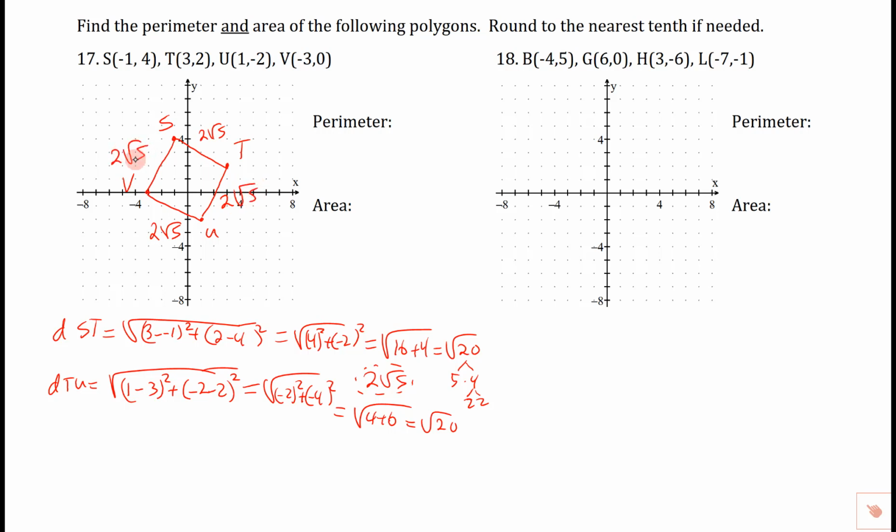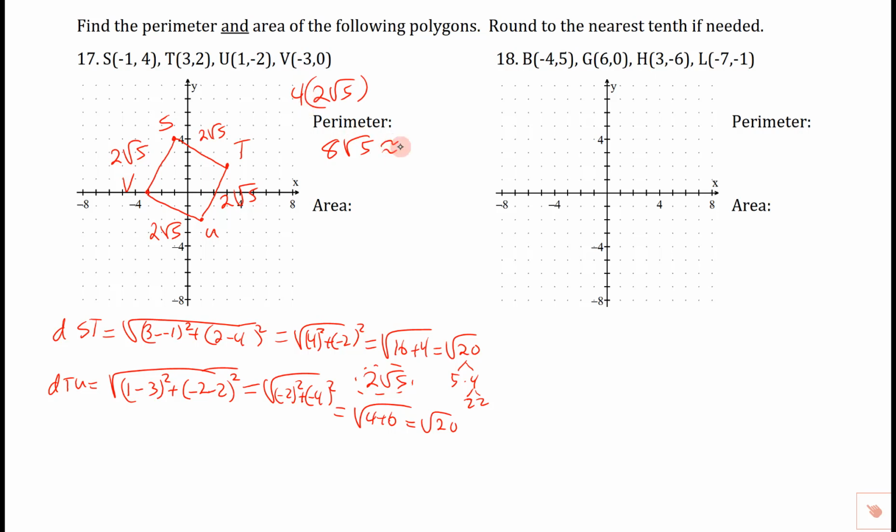Okay, we've got enough information that we can figure out what the perimeter is. So that means we just add all of these together. So if I have 2 radical 5s plus 2 radical 5s plus another 2 radical 5s and another 2 radical 5s, this is going to be 8 radical 5. Another way we could do that is we could say 2 radical 5, and we've got 4 of those. So we can multiply those coefficients together if you want to think of it that way, and we end up with this.